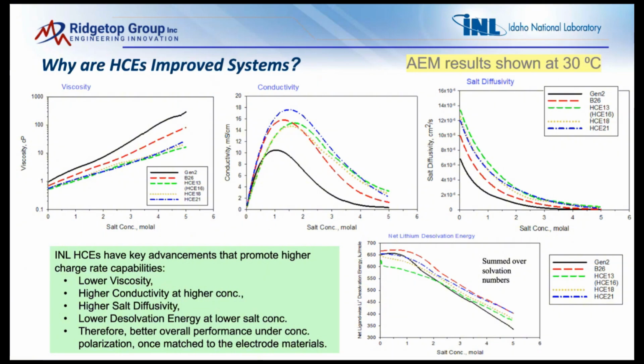Similarly, we see high salt diffusivity that persists in comparison to our baseline. And then this lithium desolvation energy is similar to what we saw before, showing improvement over the baseline for this particular system here. So in concert, we use this type of information to screen out candidates, and then we use them in cells and validate our choice. Okay, next.